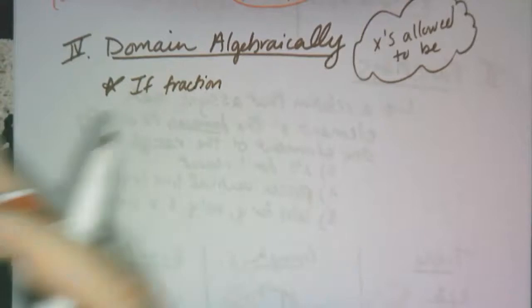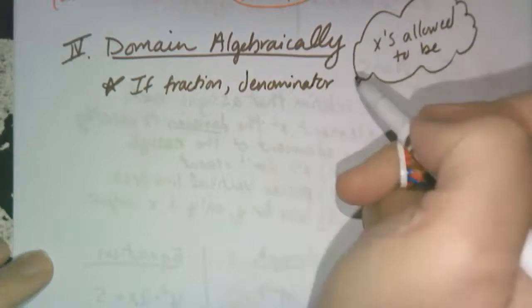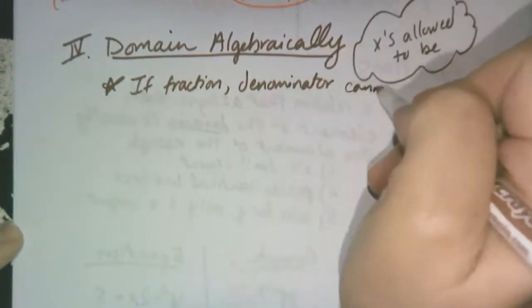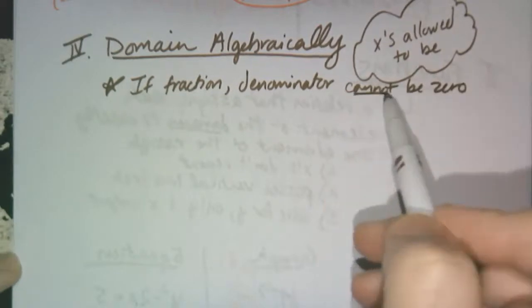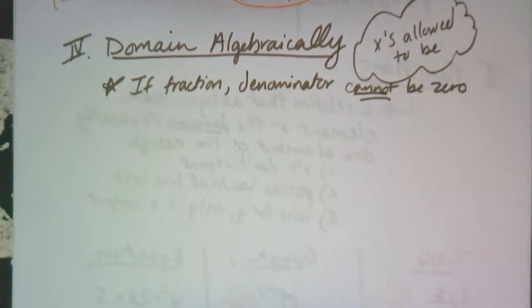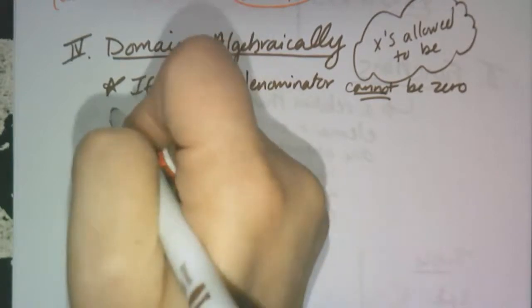If you are given a fraction, they give you a fraction with x's inside of it, your denominator in all fractions is not allowed to be what? Do you remember? 0. Okay, that's important. That actually helps us with when we do our domain restrictions, which I'll show you in a minute an example of.